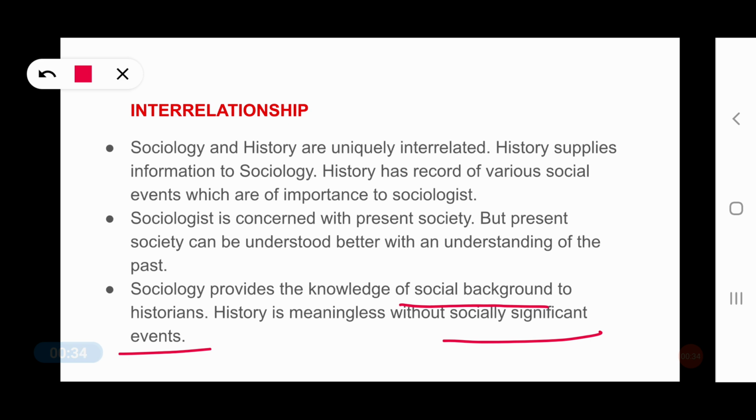For example, to understand a particular battle, the historian also needs to understand what were the social causes or what were the societal conditions that led to the happening of that particular war. So, without an understanding of the social background or the social context of a particular event, the study of history is meaningless.